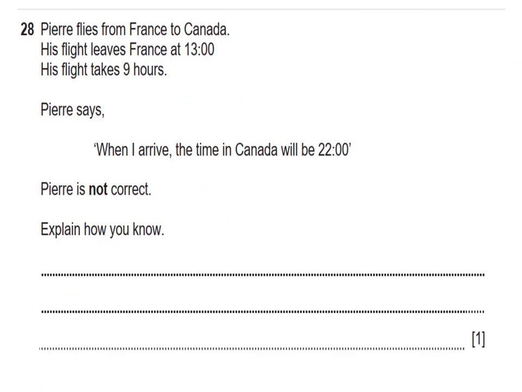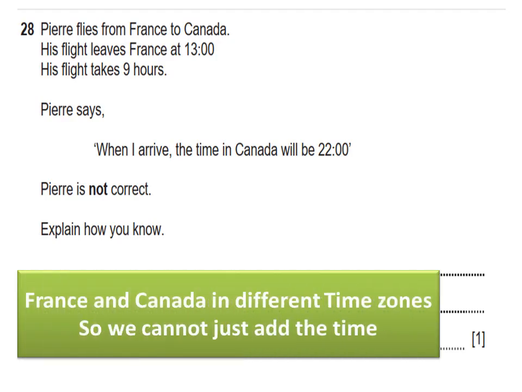Pierre flies from France to Canada. He leaves France at 13, which is 1 p.m. His flight takes 9 hours. When I arrive, the time in Canada will be 22. Some people say 13 plus 9 is 22 and that's it. But the problem is he's not correct. Why is he not correct? Because there's something called time zone. There is a time zone difference between France and Canada. They are not in the same time zone, so we cannot just add 13 plus 9.